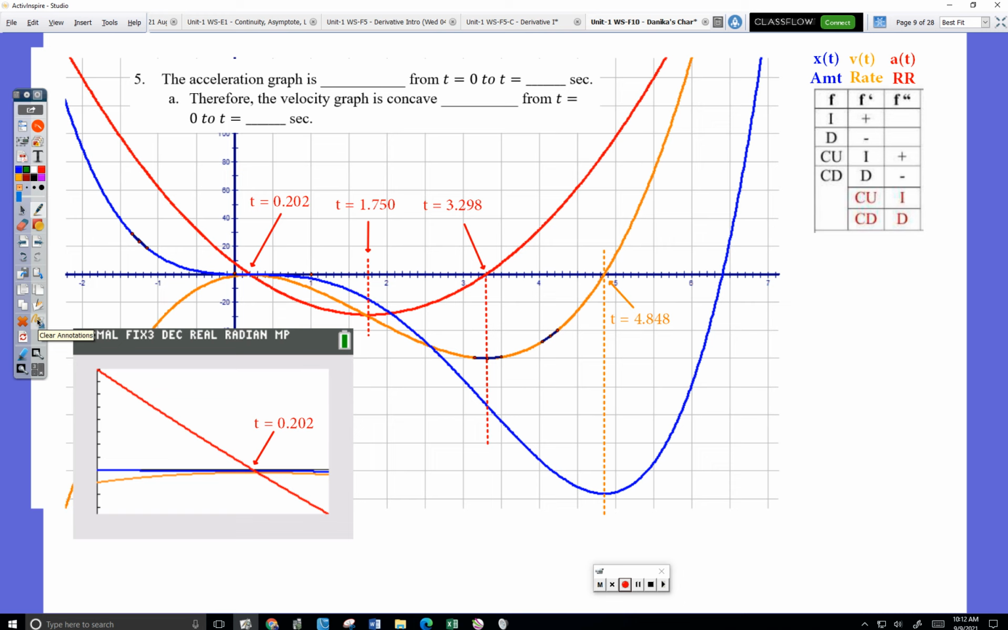The acceleration graph is blank from time equals 0 to blank time. So they're talking about this little window right here. Oh, actually, we're going on to a slightly new idea. We're over here on acceleration. We're talking about this little section here of the acceleration. And we are noticing that in that section, the acceleration is decreasing. Therefore, the velocity graph is concave down in that same region.